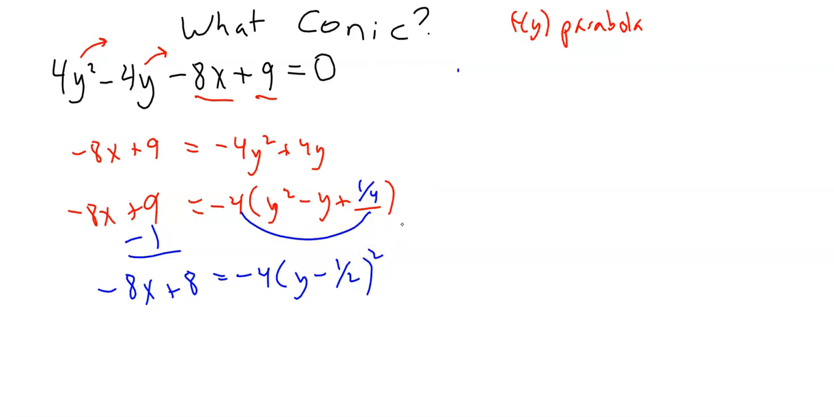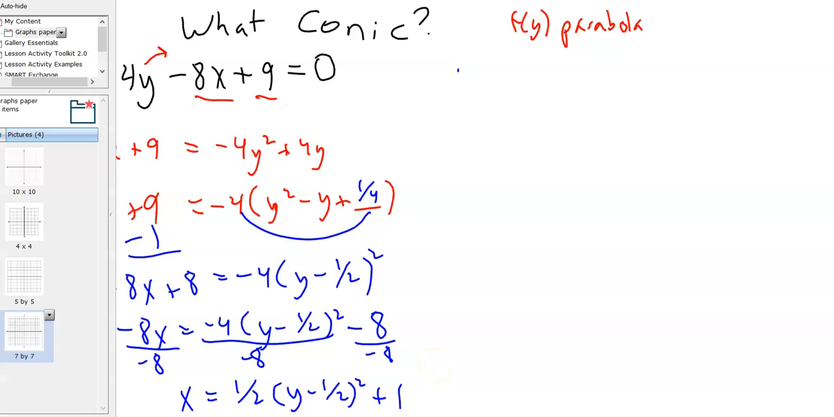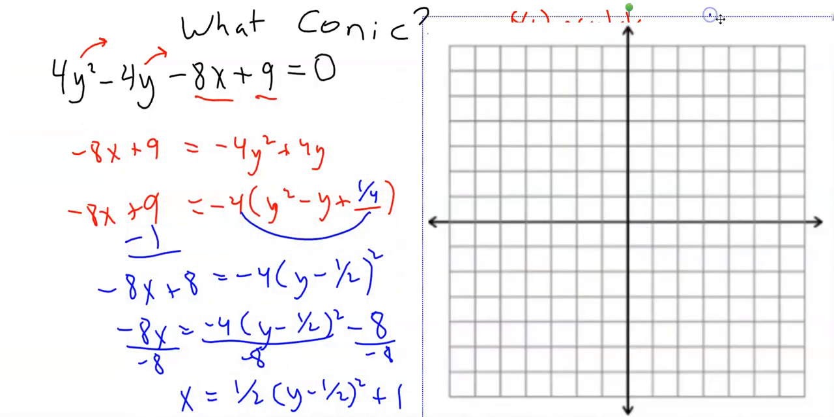I think that's right. Okay, so now I'm going to subtract the 8. So minus 8. Divide each term by negative 8. So we get x equals 1/2 y minus 1/2 squared plus 1. So if I'm graphing that, this is where you really have to be careful with h and k. So h is really the positive 1 there, and the k is 1/2. So 1, 1/2 is my vertex.